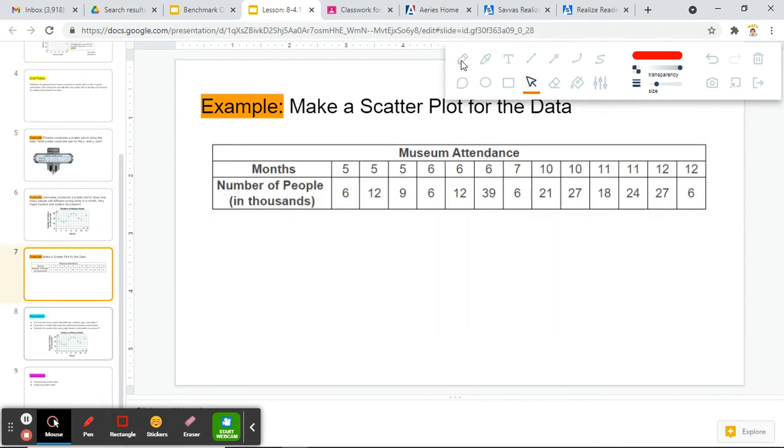Okay, so make a scatter plot for the data. So we have a different number of months going on here, as well as the number of people in thousands. So let's go ahead and draw ourselves a line here. Oops, hold up a second. I don't want it to be red.